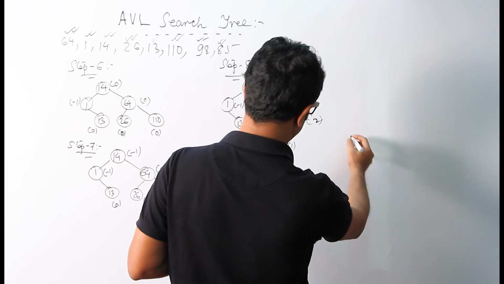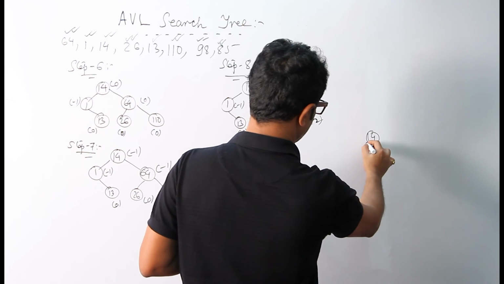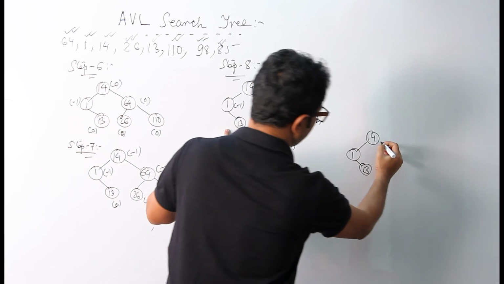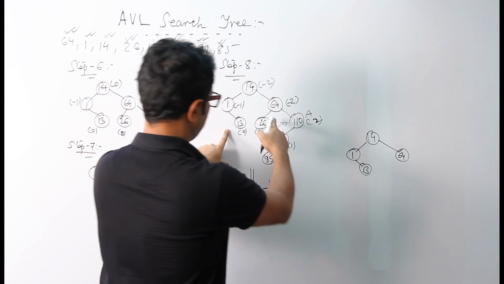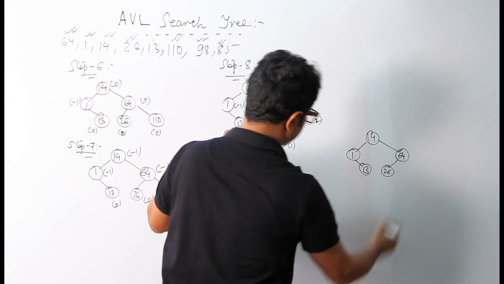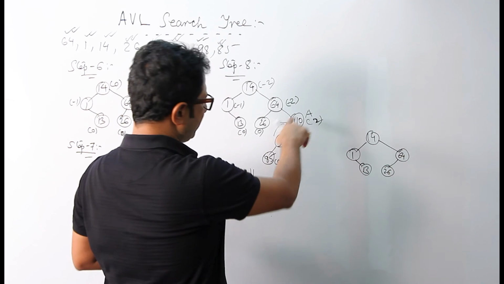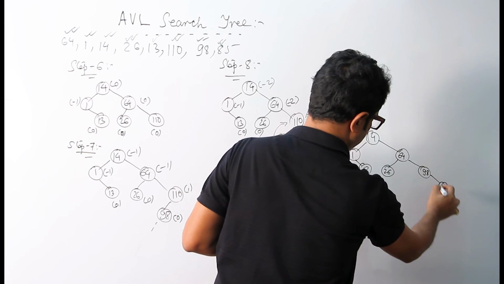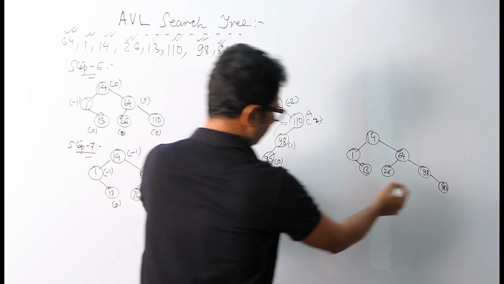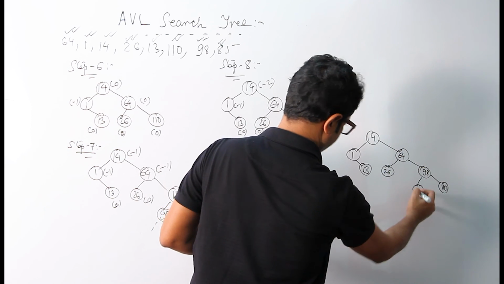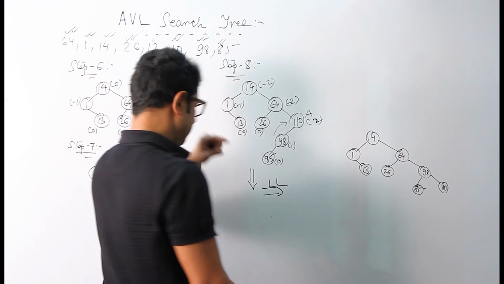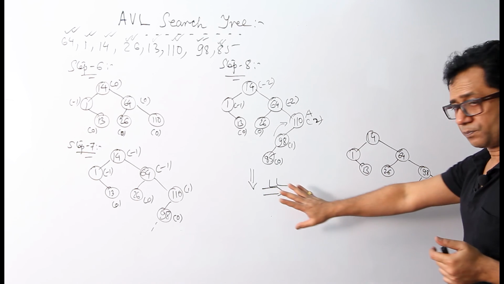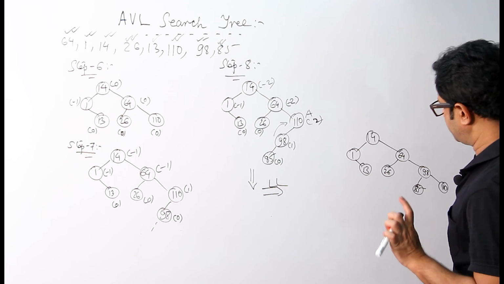I will draw the tree over here. 14, 1, 13, 64, 26. This 98 will take the place of 110. 110 will go to this side, and this 85 will remain as the left child of 98. So this is the construction which we have done after the LL rotation has been performed.